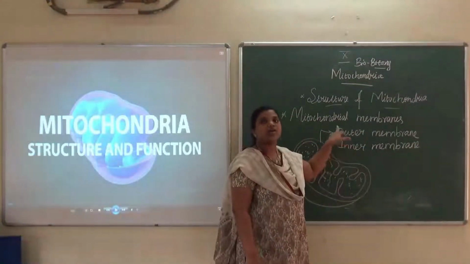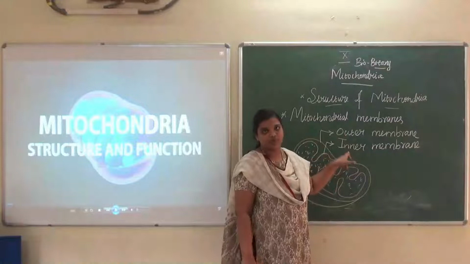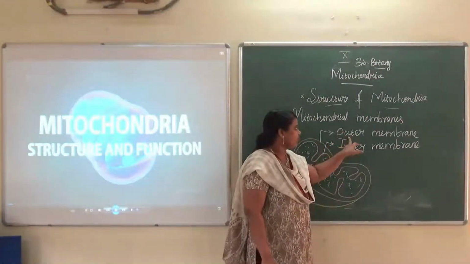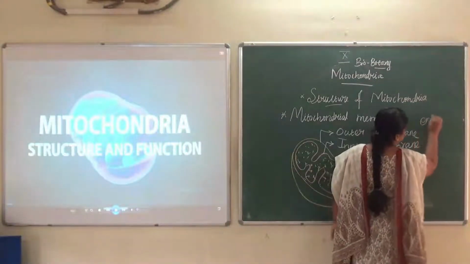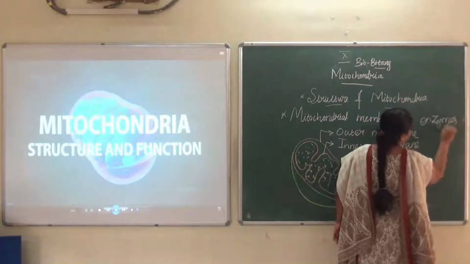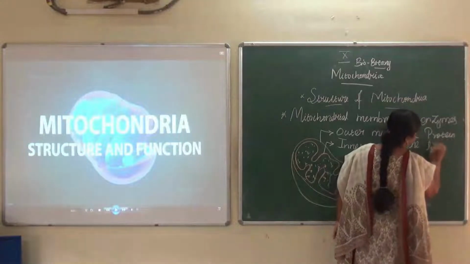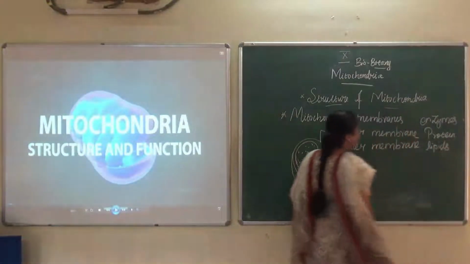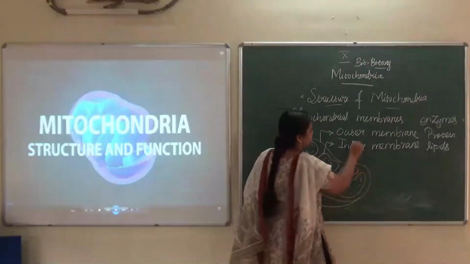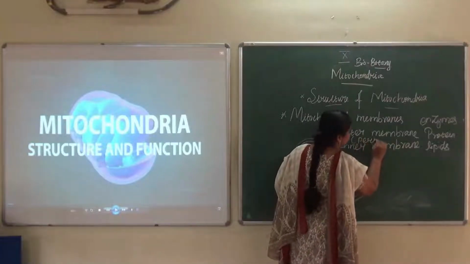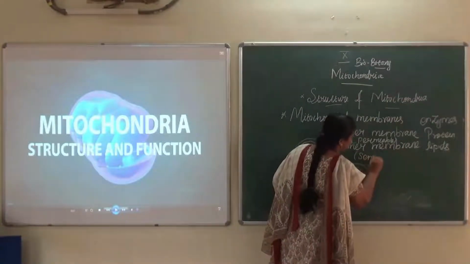The outer membrane is a smooth permeable membrane. The outer membrane is made up of enzymes, protein and lipids. And the inner membrane is the semi-permeable membrane. The outer membrane is the permeable membrane and the inner membrane is the semi-permeable membrane.